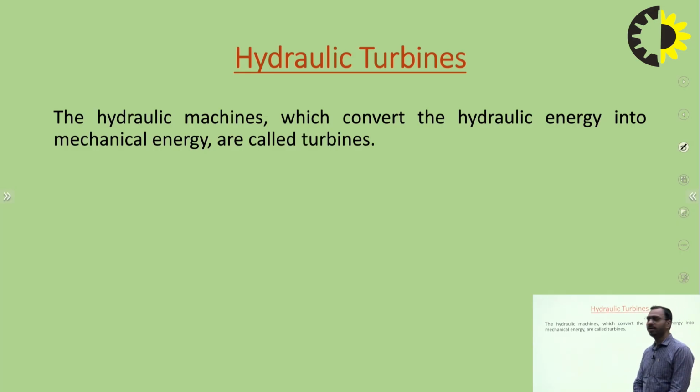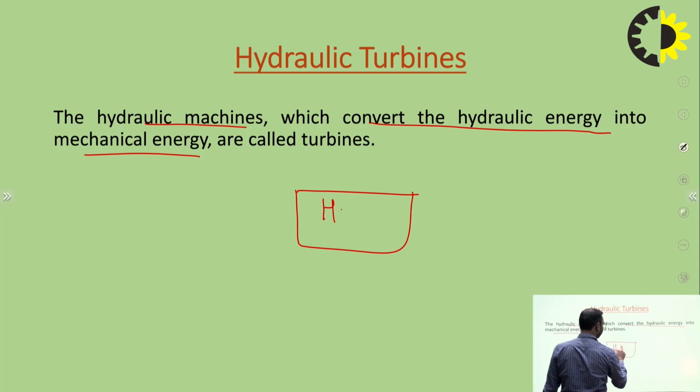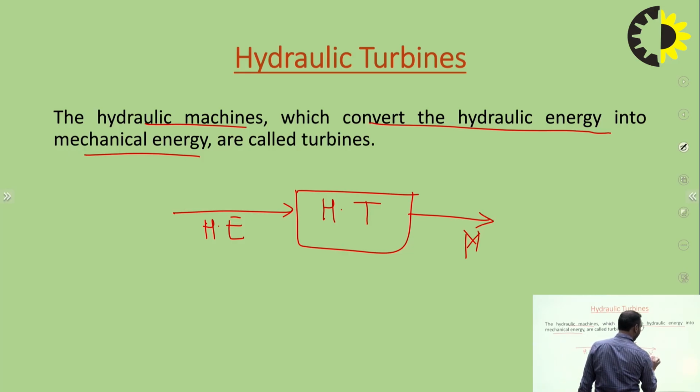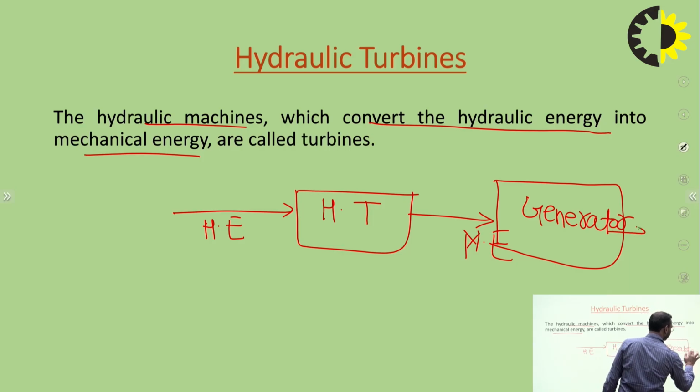So basically, a hydraulic turbine is a hydraulic machine which converts hydraulic energy into mechanical energy. So we can say that this hydraulic turbine converts the hydraulic energy available at the inlet of the hydraulic turbine into mechanical energy, and further this mechanical energy is utilized by this generator to produce electricity.